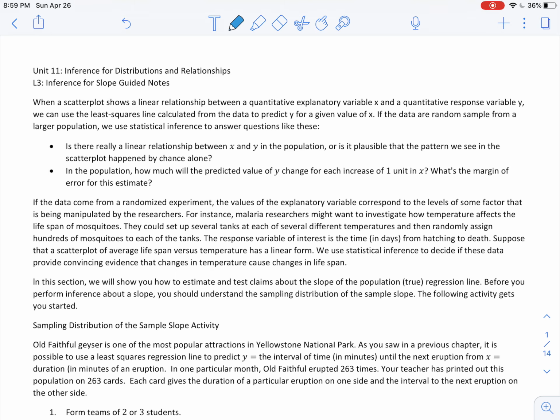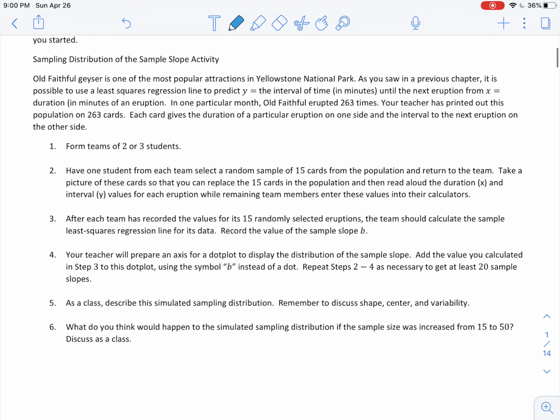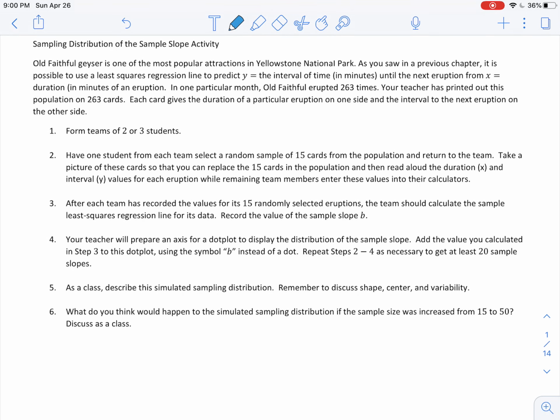What I really want to get at, though, is to show you how we can estimate and test claims about the slope for the population regression line, the true regression line for some data. So we're collecting a sample, we're going to make inference for the population. We've got to understand the sampling distribution of the sample slope. We've talked about sampling distribution of sample means, sampling distribution of sample proportions, different types of sampling distribution.